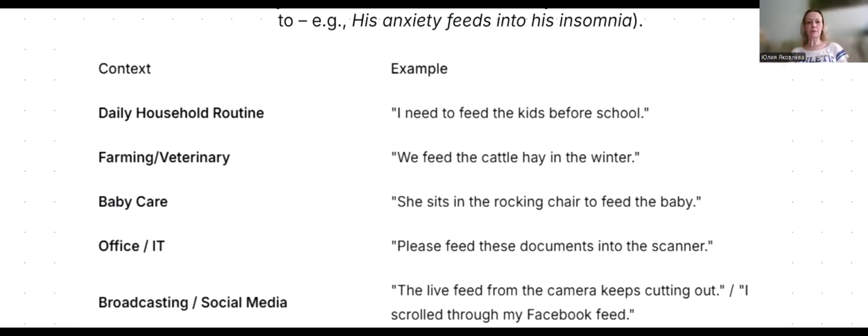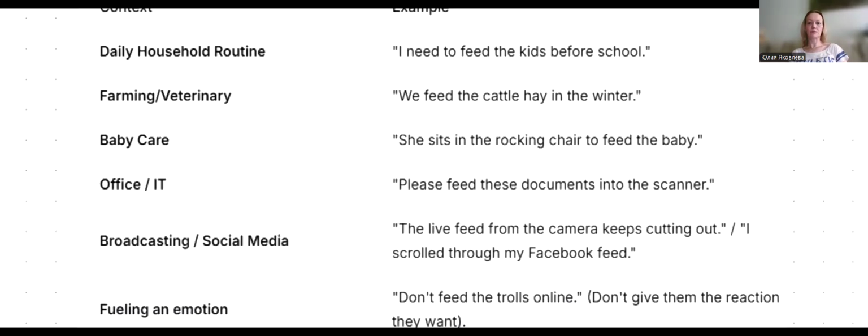Then farming, veterinary. We feed the cattle hay in the winter. Okay, right? What is cattle? Cattle are all our domestic animals, like cows, right, and horses, etc. Whatever you can imagine when you think of a farm. Hay is the grass that we collect in summer and dry, so that we can feed our animals in the winter when there's no grass, so they can't actually feed themselves in the meadows, right?